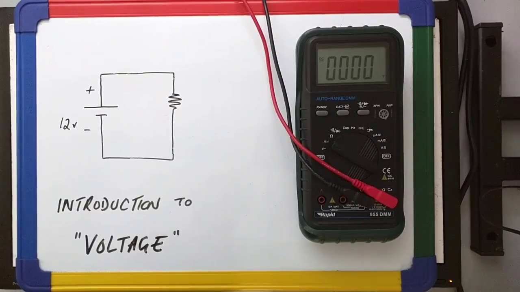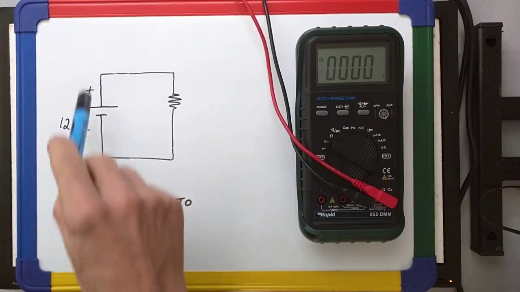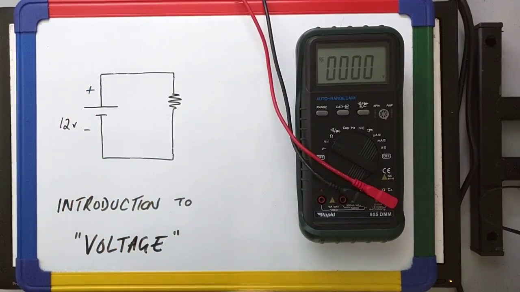In previous videos we looked at what was meant by current in electrical circuits, and by that we meant the actual flow rate of the electricity around the circuit. So now it's time to take a look at what's meant by voltage.